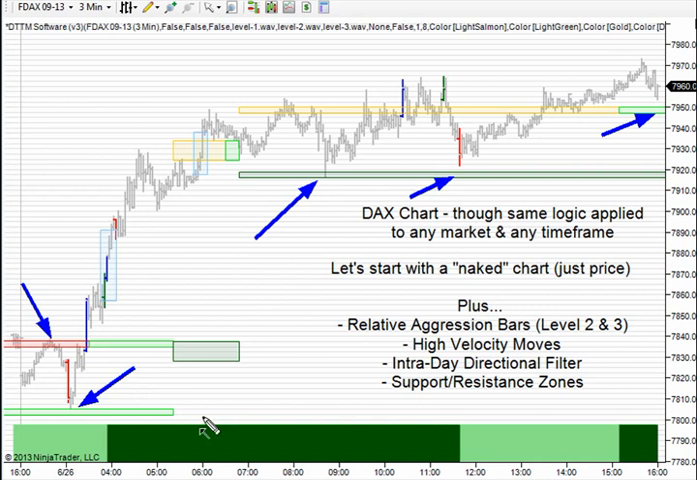Vice versa, if you're thinking about a short position, for example, and it happens to be right into a green support zone, it doesn't necessarily mean don't take it, but it's telling you better think twice. This might not be the best trade location.